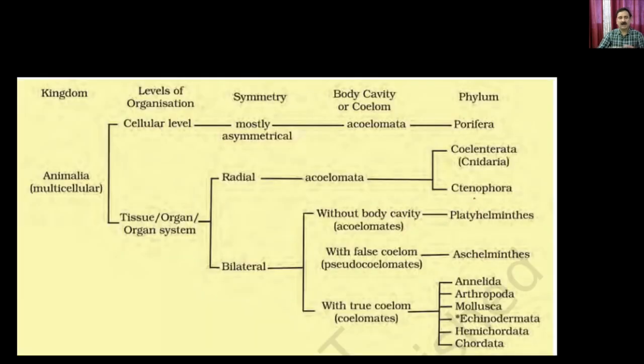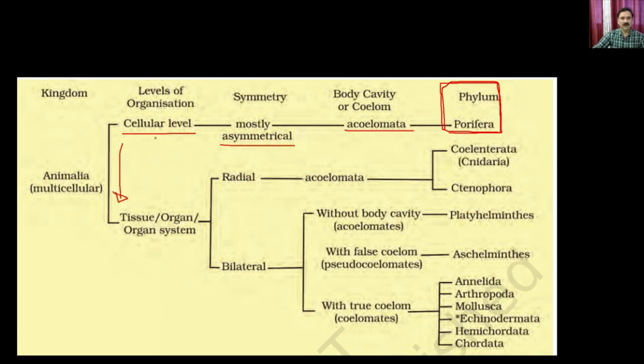So this is all about the simplest organism, the Porifera, the sponges, which belong to the phylum Porifera, and they have cellular level organization, asymmetrical and acoelomates. Now let's go to the slightly higher level of organization.